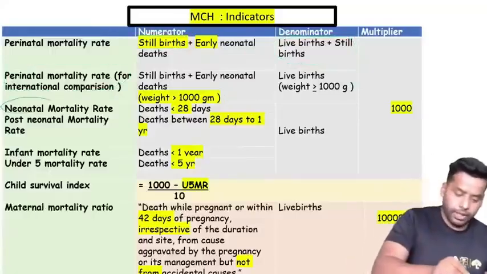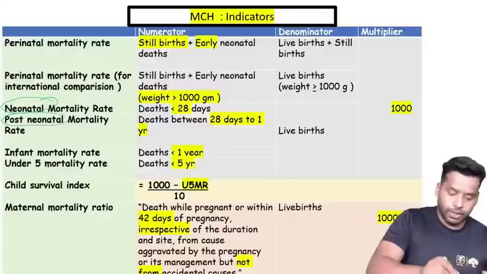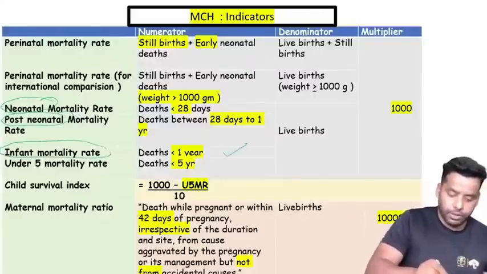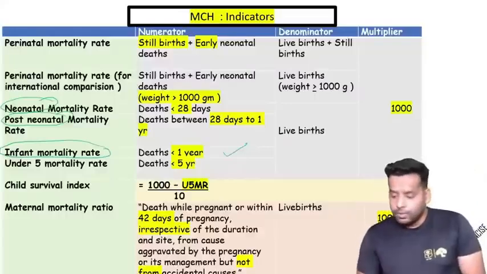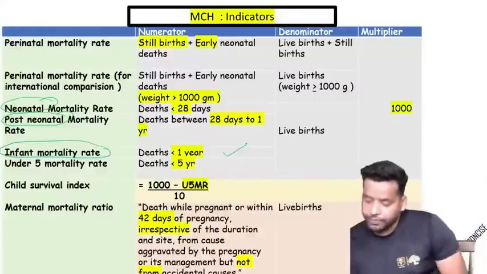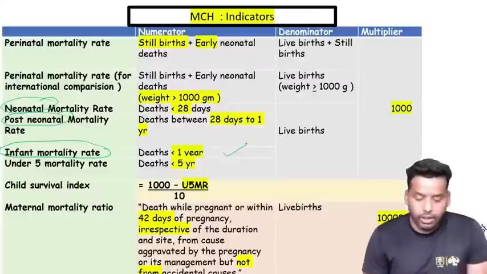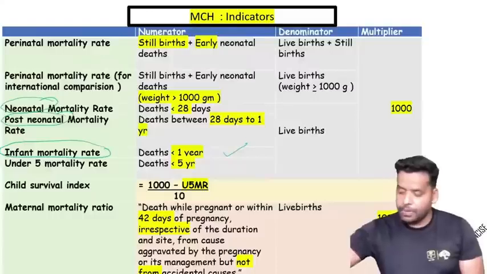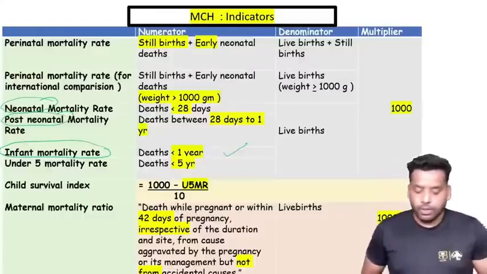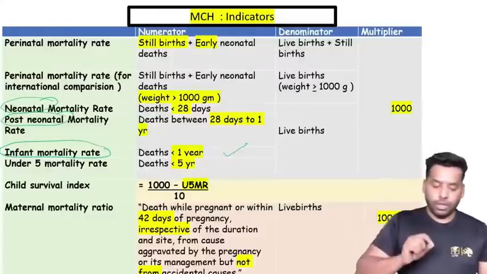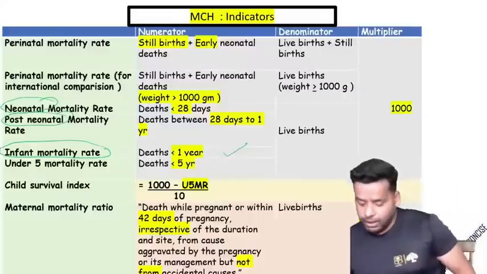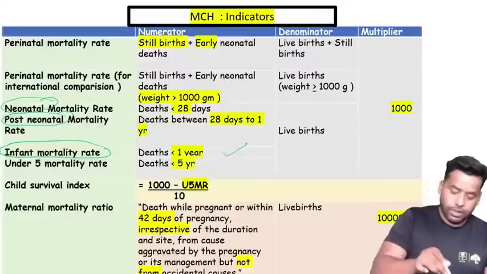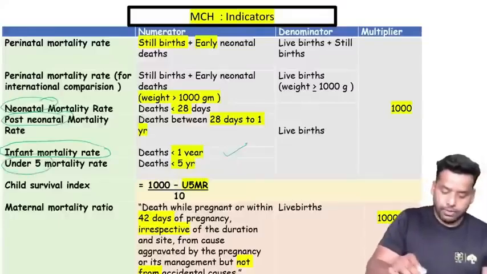Neonate is 28 days. Post-neonate is after that. When you are adding neonatal mortality rate plus post-neonatal mortality rate, what will you get? Infant, very good. Infant is less than 1, under 5 is less than 5.